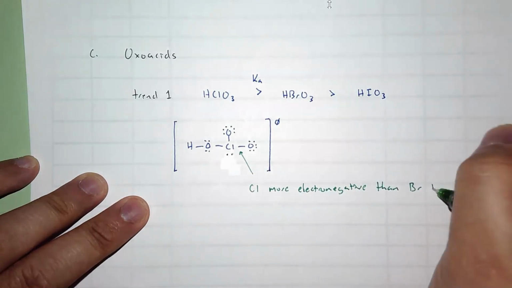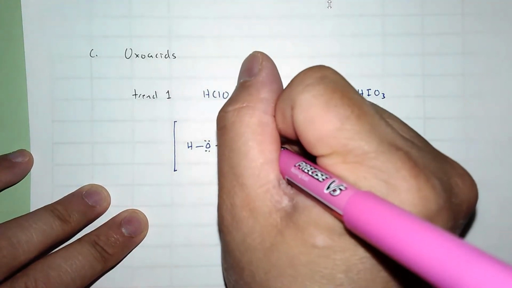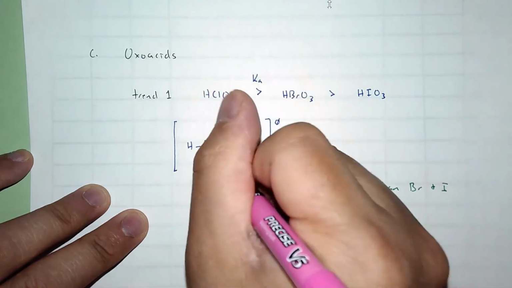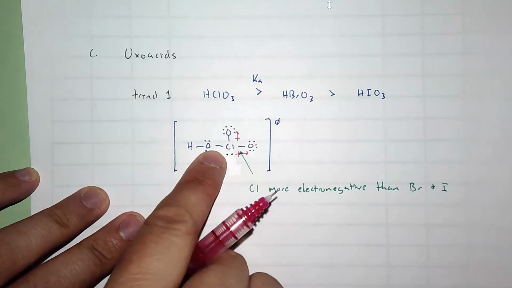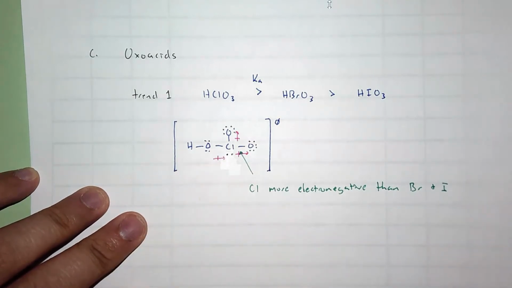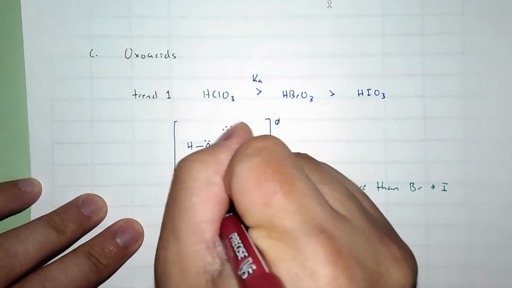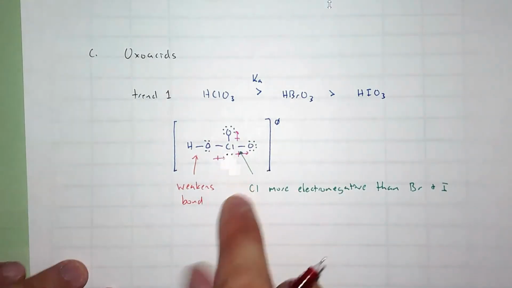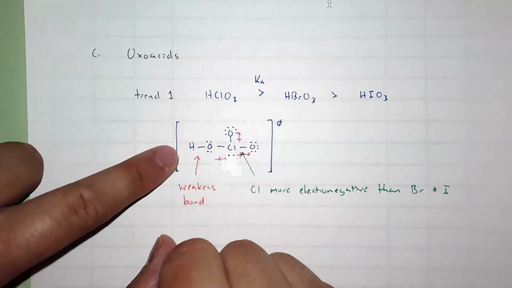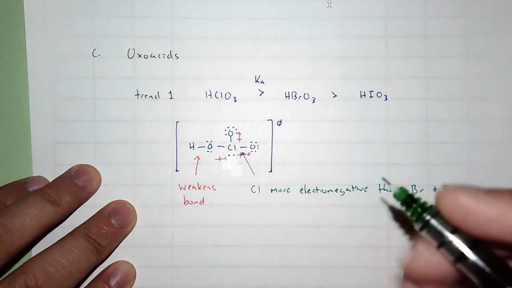Than Br and iodine. So it's pulling. And true, I know the oxygens are also electronegative, but there's a general pull towards this chlorine when we look at this bond. And what that does is it weakens this bond right here. So it weakens the bond. The more electronegative the central atom is, the weaker this bond is between O and H. So this is the central atom, just remember that. We're looking at the central atom.